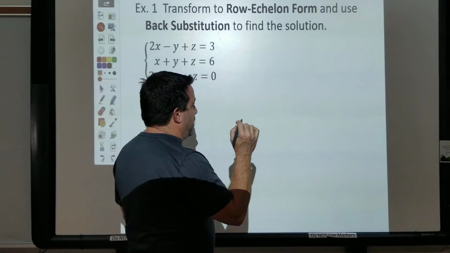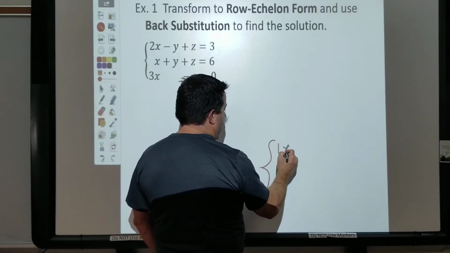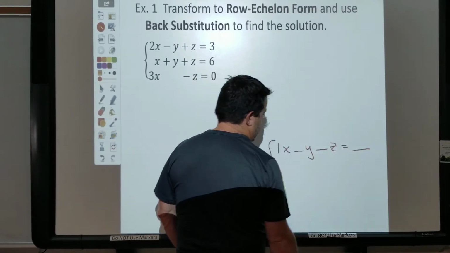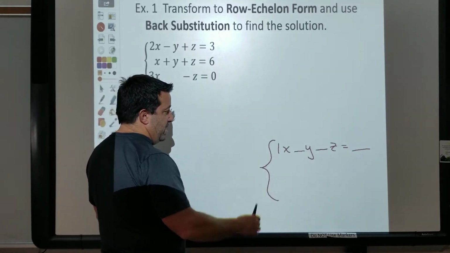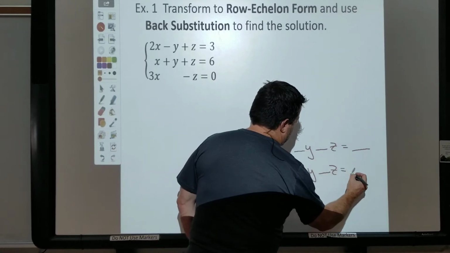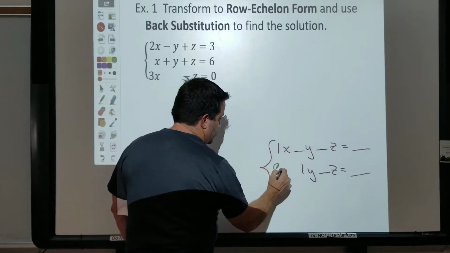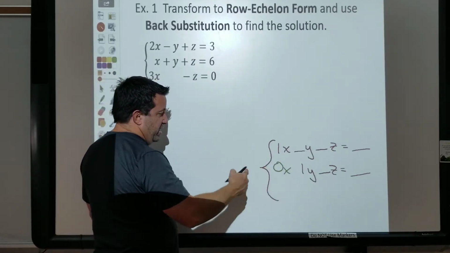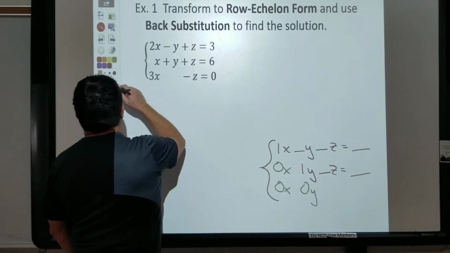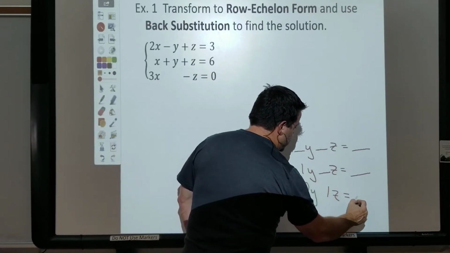So keep in mind, my final goal is to have this system of equations where I have 1x and then something y, something z equals something. That's what my first equation needs to look like. My second equation needs to be 1y and then something z equals something. So basically, there should not be an x term there. And in the third equation, there should not be an x term and not be a y term. All there should be in my third equation is a 1z equals something.